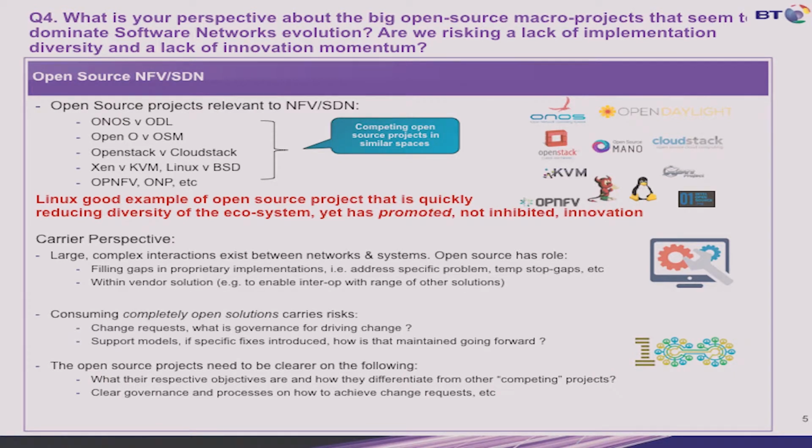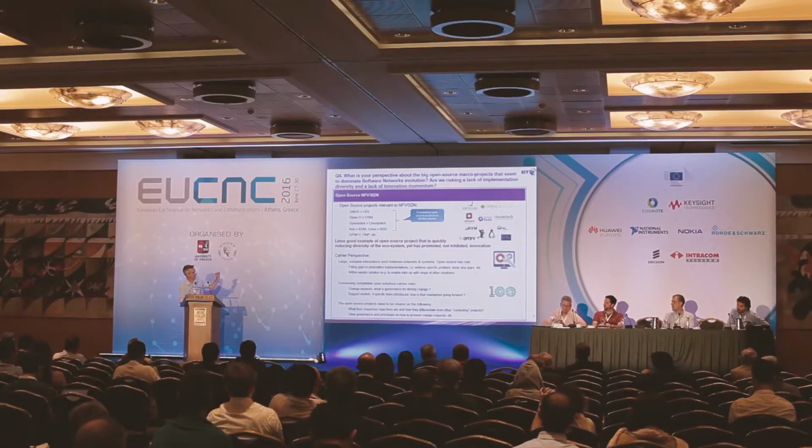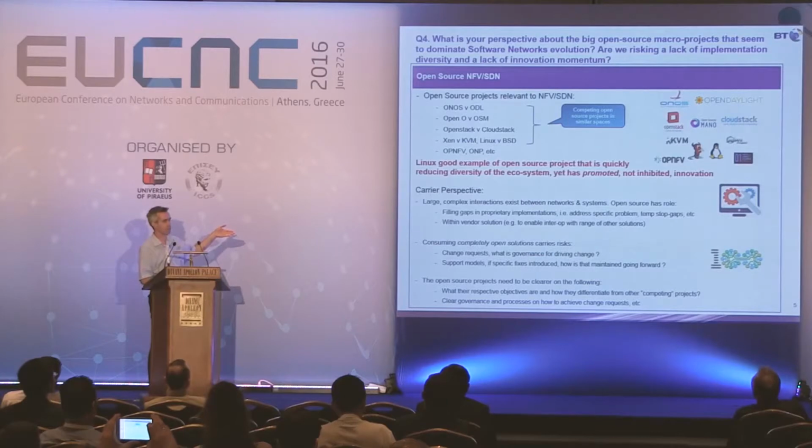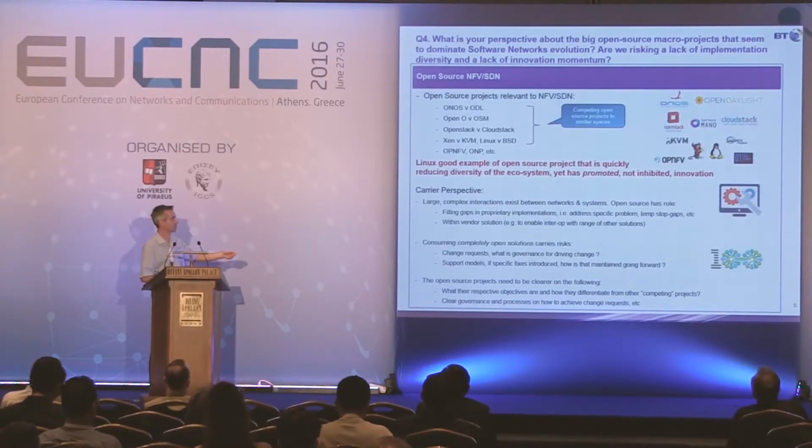The slide's got some examples of open source projects that are relevant to NFV and SDN. I think in the last couple of days I've learned about another 4 or 5 that I actually wasn't aware of. So there's a lot of open source kicking around. In terms of what the question asked, Linux is an example. Linux is open source, and you could say it reduces the diversity of the ecosystem because there's a heck of a lot of Linux there, but I would argue that that's promoted rather than inhibited innovation.